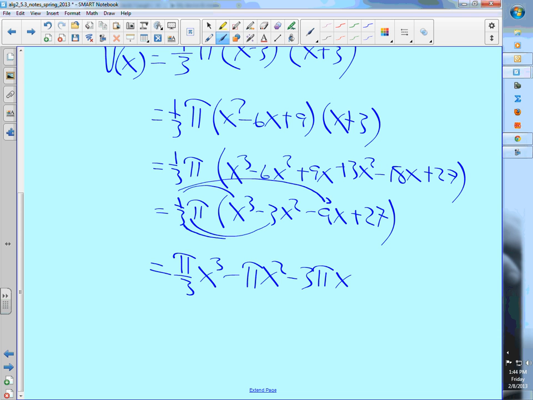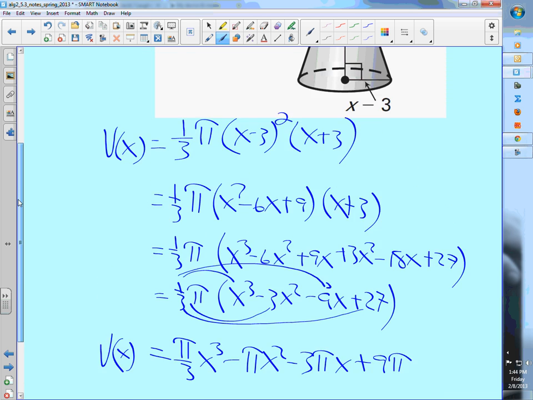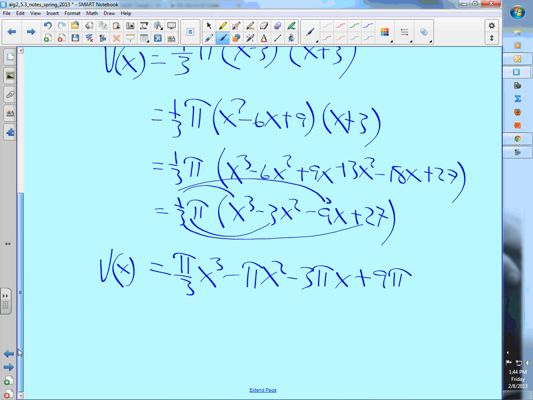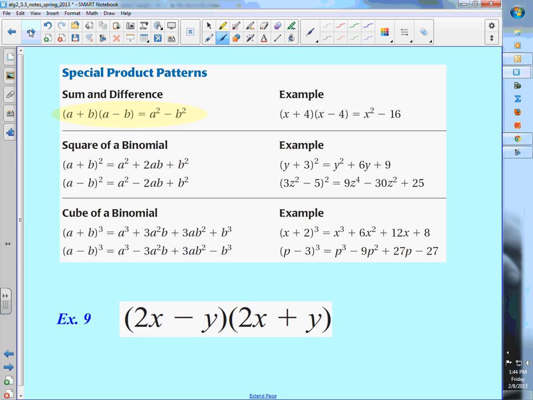And then the last spot will just be plus, how much? 9 pi. 9 pi. Good. So there's your volume in terms of x for that cone. Okay? It's not a hard problem. You're just multiplying 4 things together, really, although this is treated as 1. But it gets really ugly. If you can't do this, you've got to practice. If this is really easy for you, then there's only so much of that you can do.